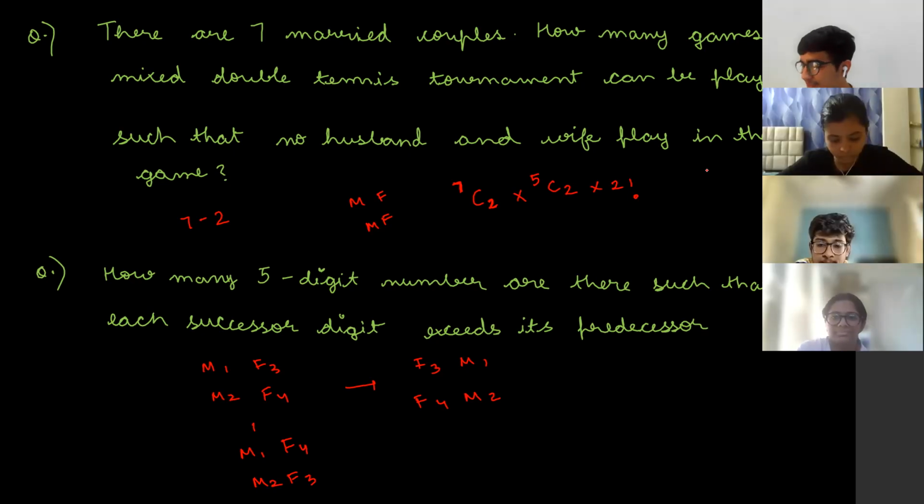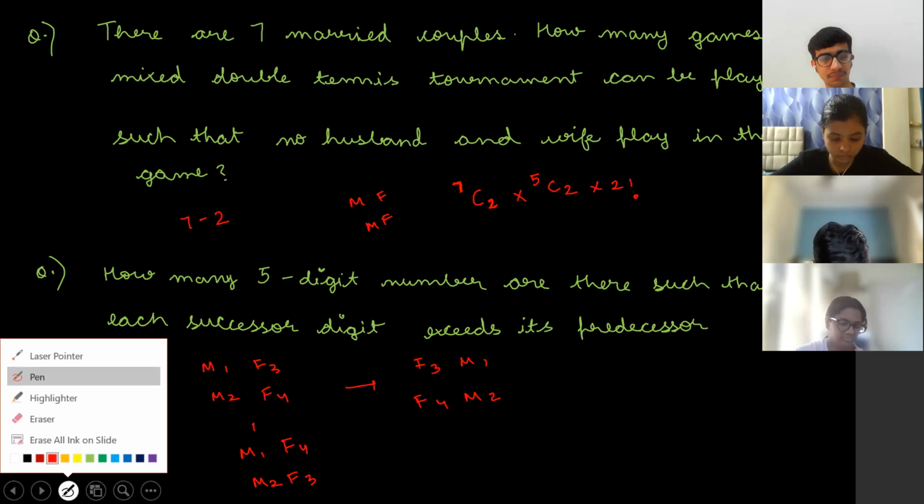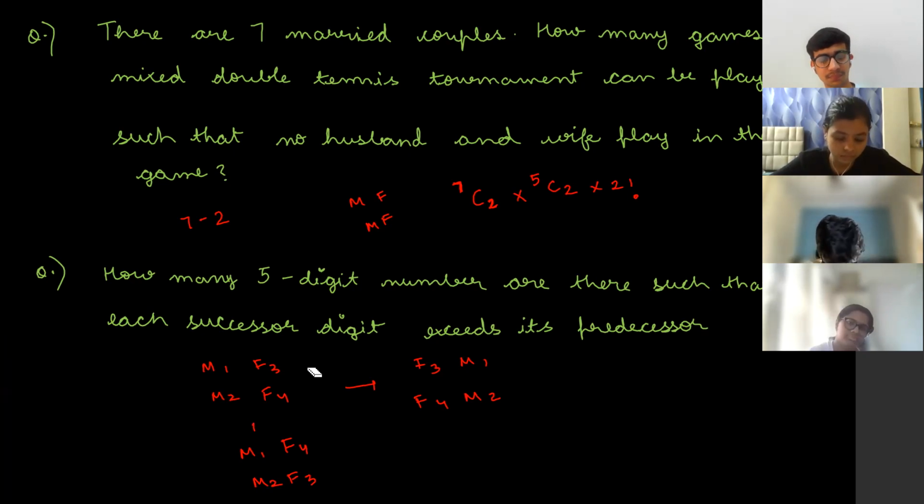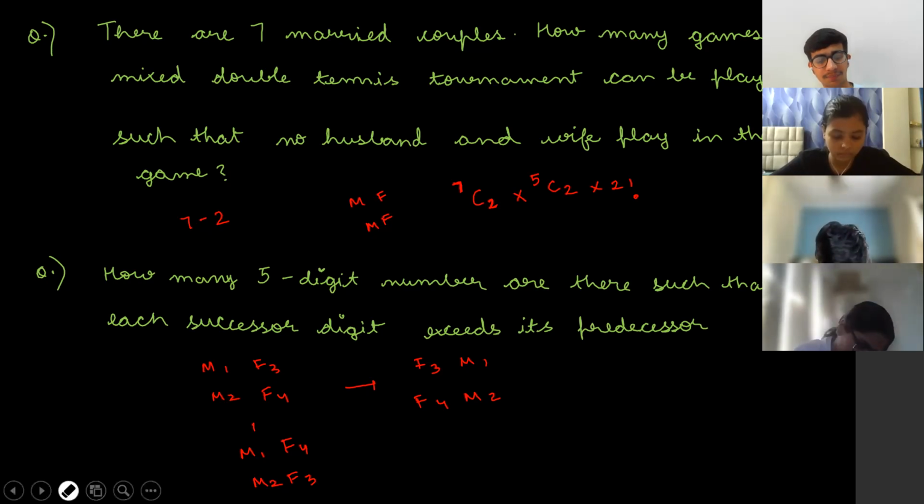सर आप भी कैसे कैसे क्वेश्चन देते हो? ओके, ऑल क्लियर, समझ आया? 7c2 से हमने पहले मेल्स में से 2 मेल सेलेक्ट कर लिए क्योंकि उनकी फीमेल्स नहीं आ सकती, तो 5c2 से हमने 2 फीमेल सेलेक्ट कर ली and then we are rearranging them so into 2 factorial. Try the next question.